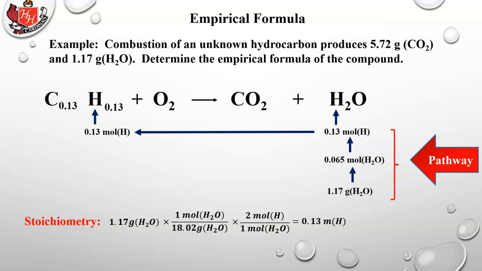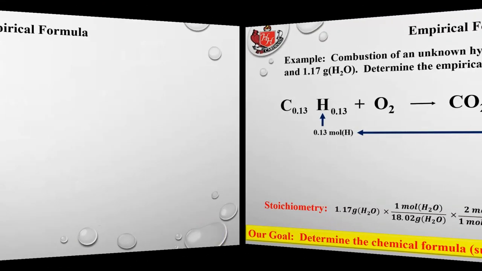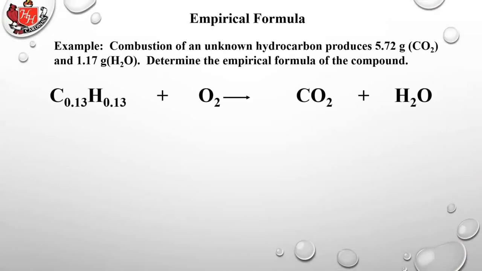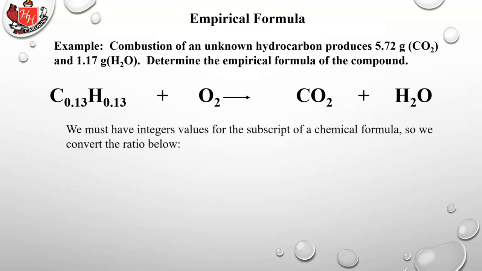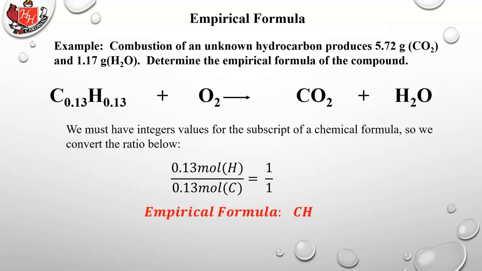Well, this is referred to, and get used to this phrase, a 1-to-1 relationship. If you have 0.13 moles of carbon for every 0.13 moles of hydrogen, that's called a 1-to-1 relationship. So what we're going to do is take those 0.13s, you put the biggest one on top and the smallest one on the bottom. Well, they're both the same number, so you just put one over the other. We must have integer values for the subscript of a chemical formula, so we convert the ratio below. 0.13, I could have put the carbon on top and the hydrogen on the bottom since they're the same number. That gives you a 1-to-1 relationship. So the empirical formula for this hydrocarbon is CH.